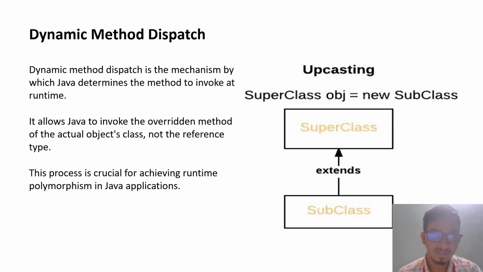Dynamic method dispatch. Dynamic method dispatch is the mechanism by which Java determines the method to invoke at runtime. It allows Java to invoke the overridden method of the actual object's class, not the reference type. This process is crucial for achieving runtime polymorphism in Java applications.